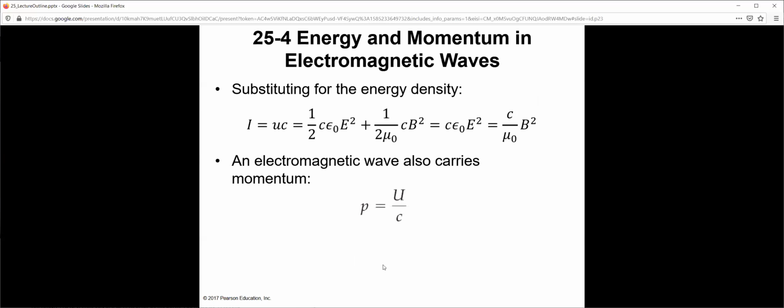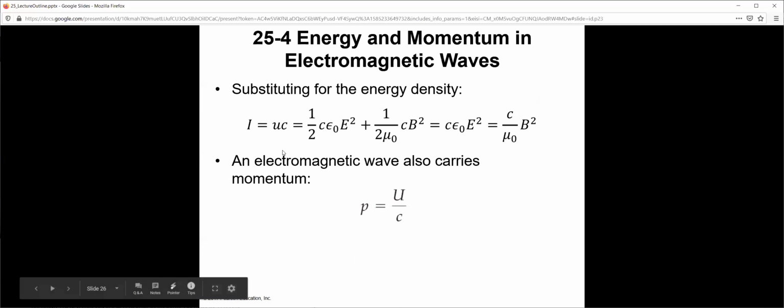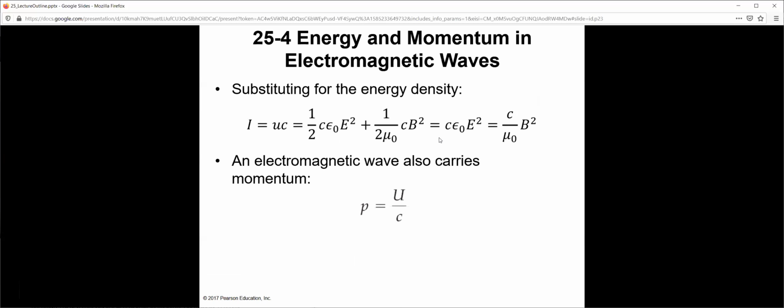More examples of equations we can do. If we substitute energy density into the intensity equation here, we can figure out a momentum that's associated with electromagnetic fields. So we got mu c, which is, as we remember from adding up the energies available, electromagnetic energies add up this way, divide stuff out.